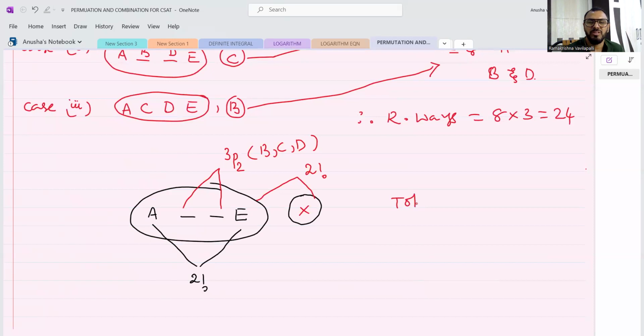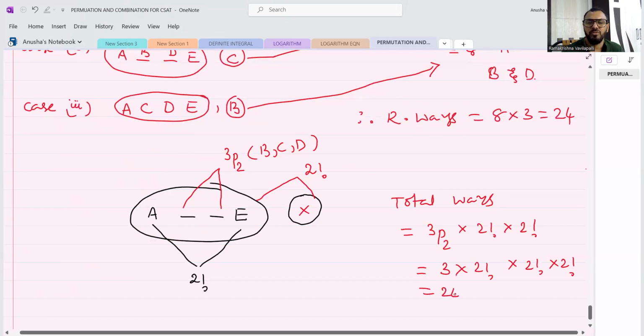So therefore, total ways equal 3P2 into 2 factorial into 2 factorial. 3P2 is nothing but 3 into 2 factorial, so 3 into 2 factorial into 2 factorial into 2 factorial. You will get the same answer: 24 ways.